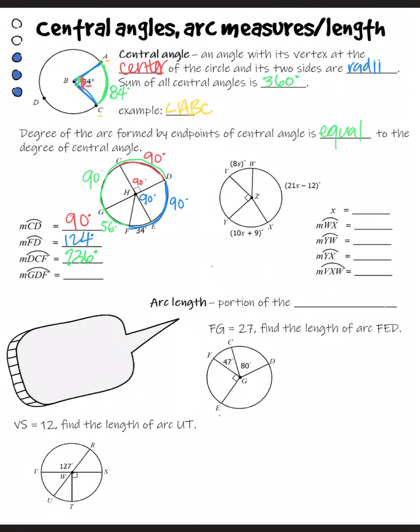Okay, let's look at this last one. We want to know GDF. So we know all of our measures, so we can just add them up. We got 90 plus 90 plus 90 plus 34. And when we add those up, that is 304. Okay, so we're going to do the same thing over here, or something similar, with these.